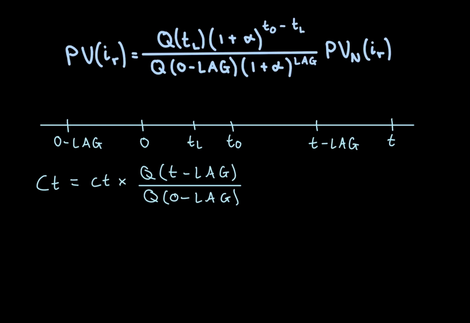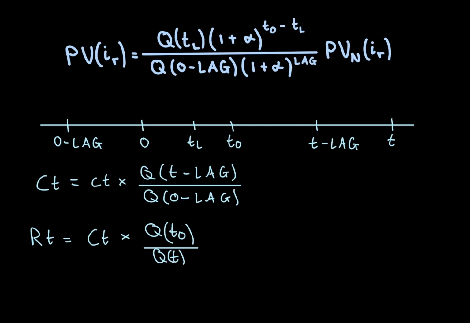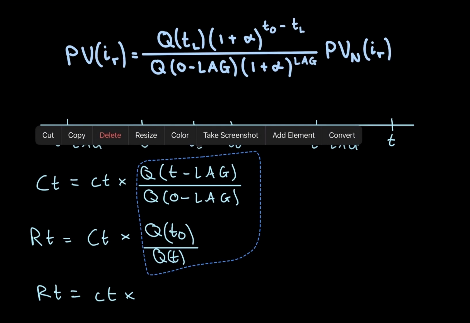Then you would also recall the formula for the real values, RT, which is equal to the monetary values, capital CT, multiplied by Q of t naught over Q of t. So what we essentially want to do now is substitute the second equation into our first equation. Doing so, we get that capital RT is equal to lowercase ct, and now I'm going to copy and paste these two to save us some time here.